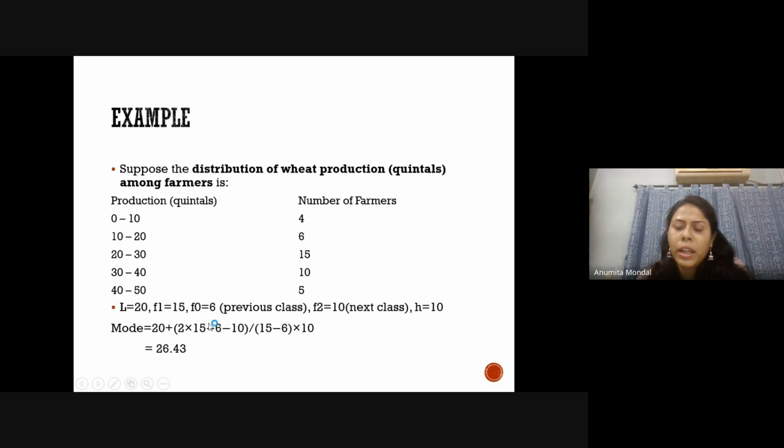If I take an example, in this case I have taken the example of grouped frequency. Here the number of farmers is given. Suppose the maximum frequency is 15, so 15 is our modal class. Then L is the lower limit, F1 is the frequency, that is 15, F0 is 6 from the previous class, and F2 is 10 for the next class, and H is equal to 10. After all the calculation, we get the mode equal to 26.43.